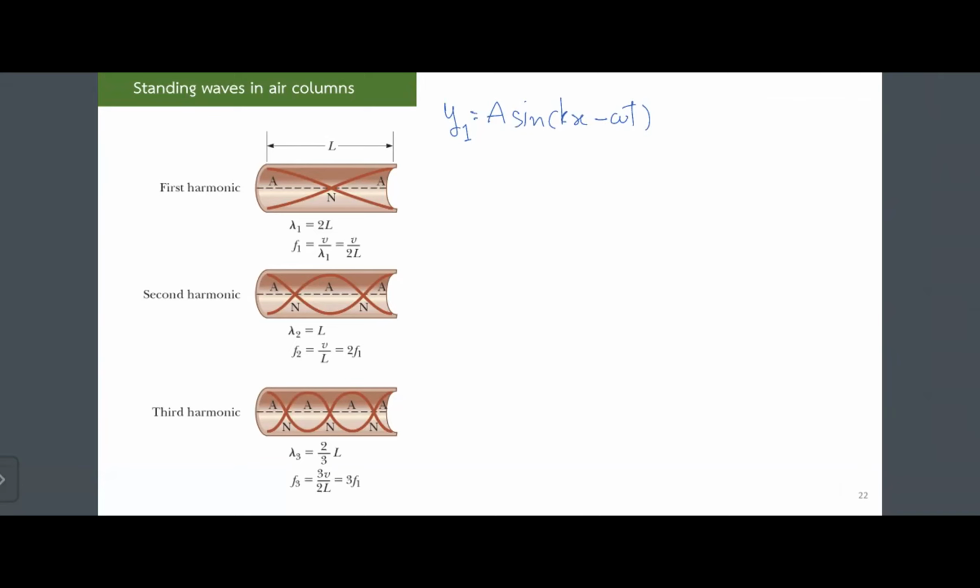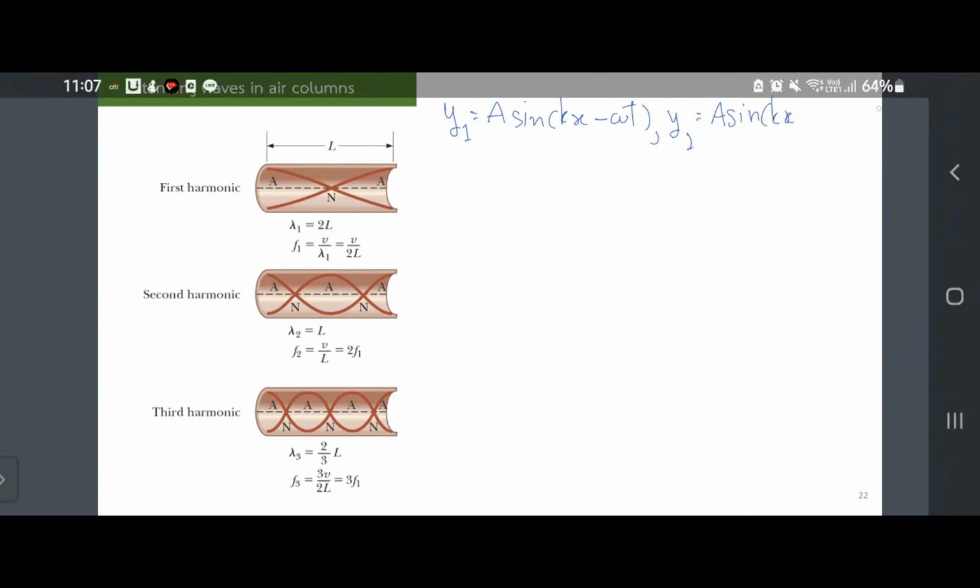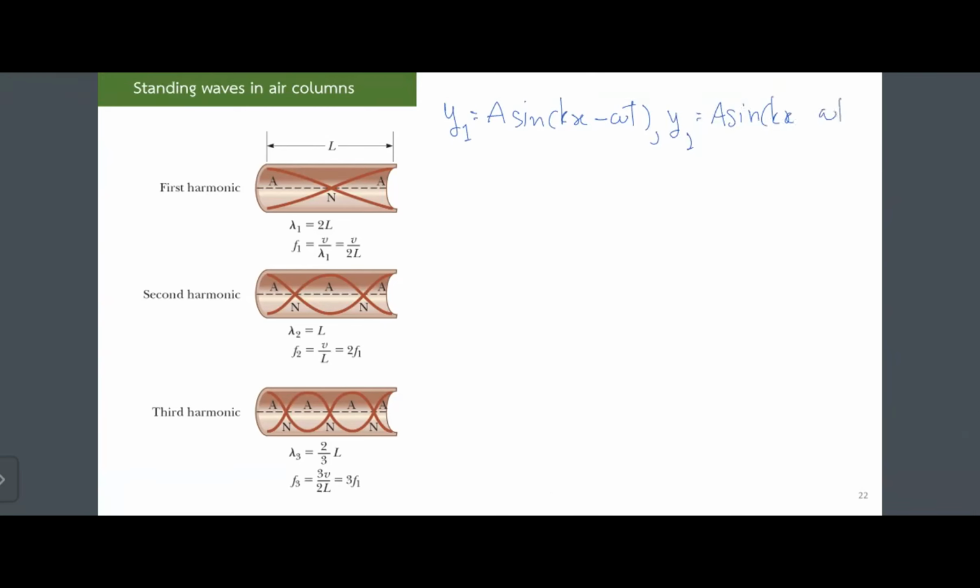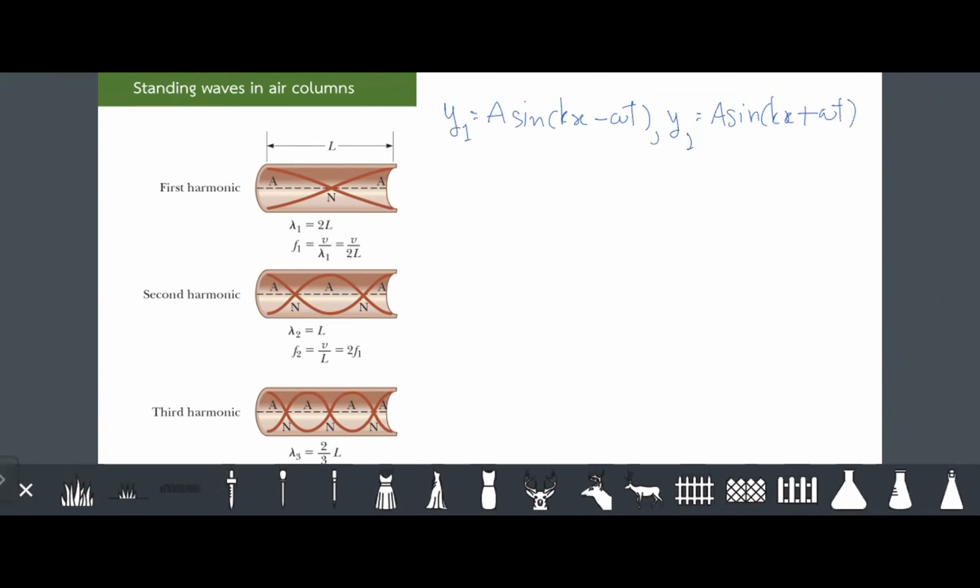Now I need another wave that looks exactly like this, but traveling to your left. What would that be? The only thing you need is to take the exact same form of everything, except you pick the positive sign instead. Does that make sense? Okay. All right, so with that, now I want these two waves to meet.